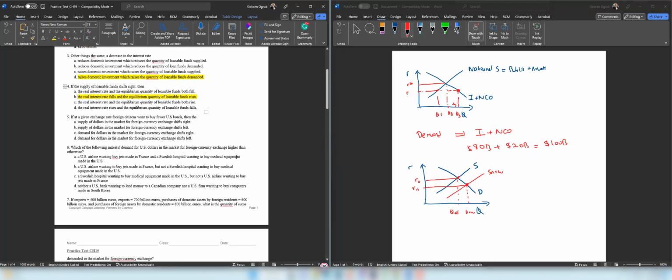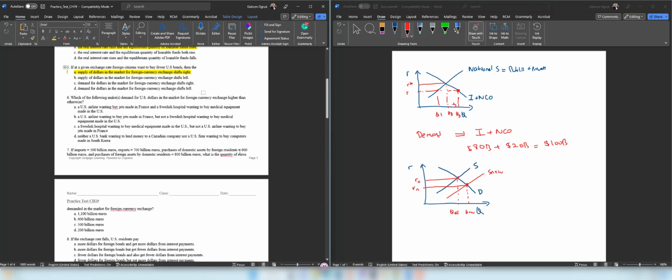Question 5. At a given exchange rate, if foreign citizens want to buy fewer US bonds, then what's going to happen? We can interpret this in two ways, but I'm going to focus on the supply side. If foreign citizens want to buy fewer US bonds, they need fewer dollars. Therefore, the supply of dollars in the market for foreign currency exchange shifts right. I hope this reason is simple. Now they are buying fewer US bonds, so they need fewer dollars. Therefore, the supply is going to shift to the right. So this is the right answer.